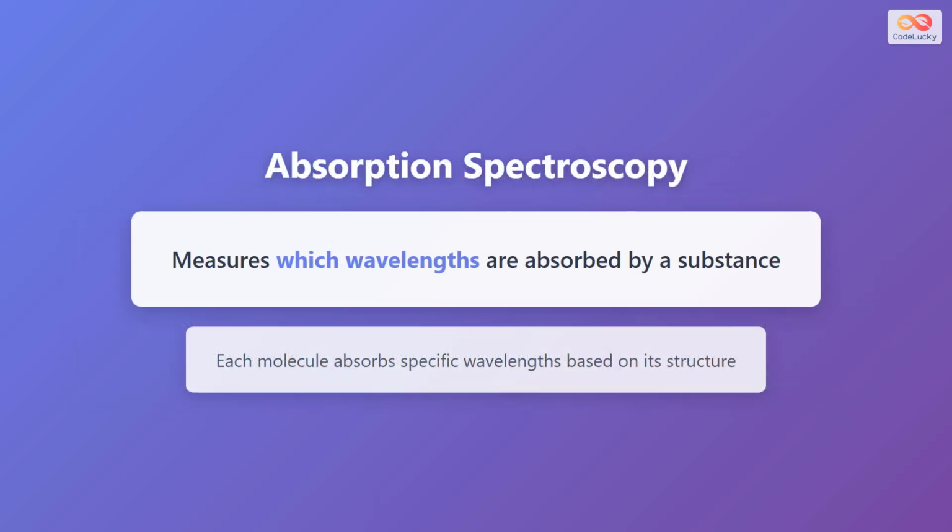Absorption spectroscopy specifically focuses on measuring which wavelengths of light are absorbed by a substance. This is incredibly useful because different molecules absorb different wavelengths based on their unique chemical structures. Think of it like this. Just as your fingerprint is unique to you, each molecule has a unique absorption pattern. When we shine light through a sample and measure what wavelengths get absorbed, we're essentially reading that molecular fingerprint. This allows us to identify unknown substances and measure their concentrations with remarkable precision.